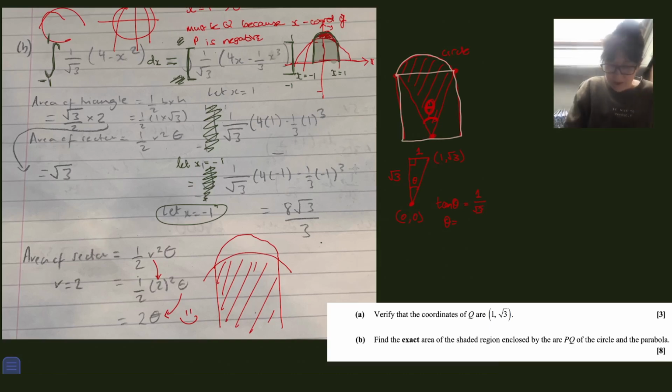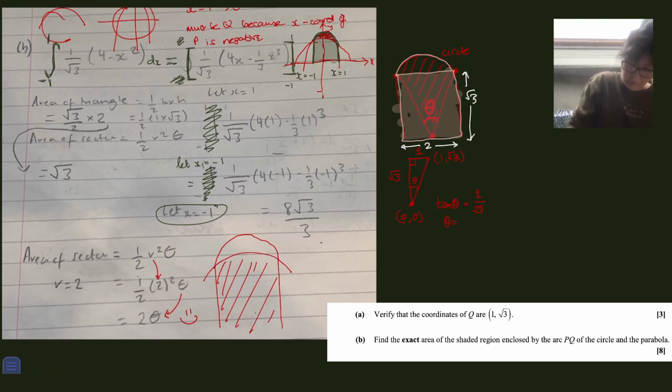Now the rectangle bit, I could find the area of that, couldn't I? Bear in mind I now know the area of the sector. I can find the area of this because I know that it's 2 across, and I know that it's root 3 up, because the coordinates of P and Q are 1, root 3 and minus 1, root 3. So I can easily get the area of that rectangle.